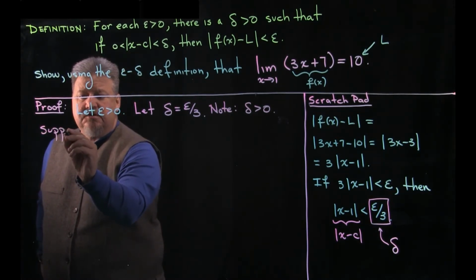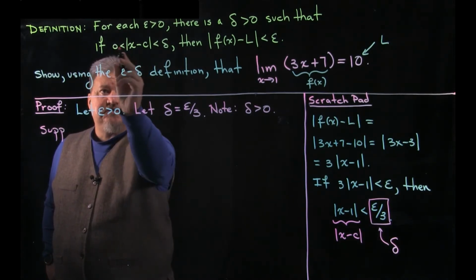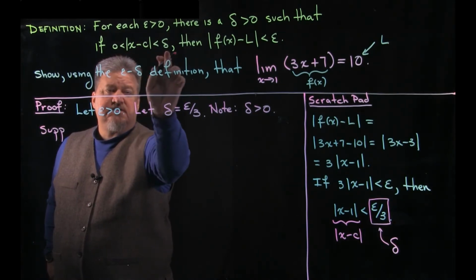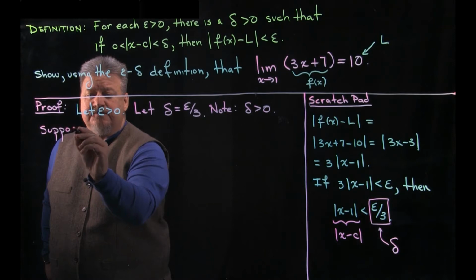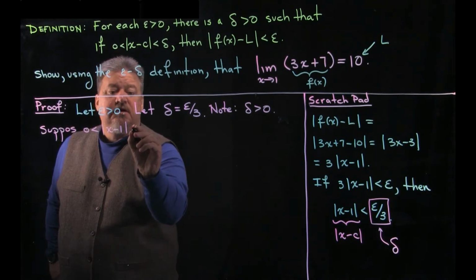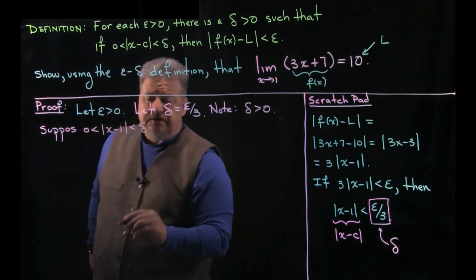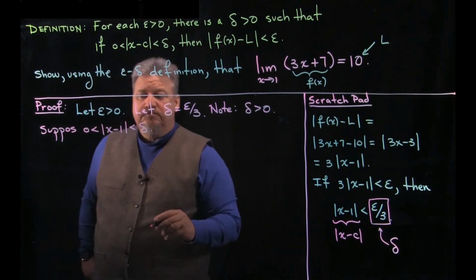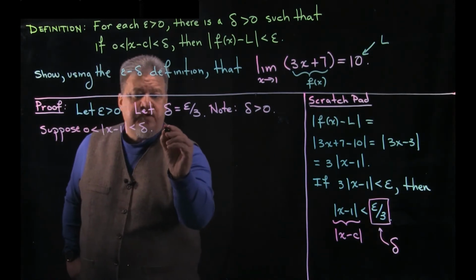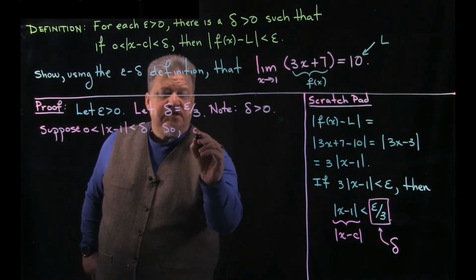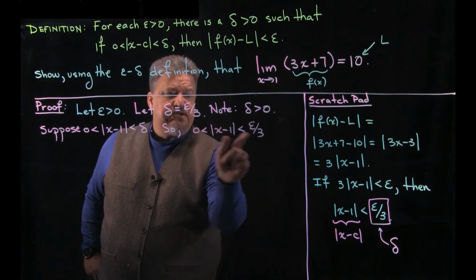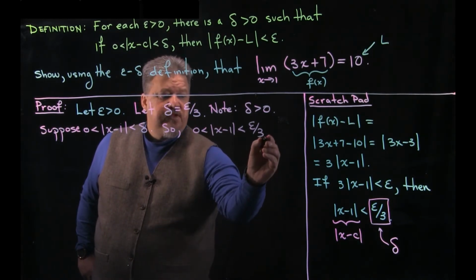So suppose x is no further than delta units away from c, and of course suppose x is not equal to c. This is what we call the deleted interval. We could look at this on the real line in a moment, but let's suppose that, and by the way, remember c is 1, that x is no further than delta away from 1. Again, delta is equal to epsilon over 3. So what we have is 0 is less than the absolute value of x - 1 is less than epsilon over 3. Why? Because delta is equal to epsilon over 3. Okay? So now let's do some work.